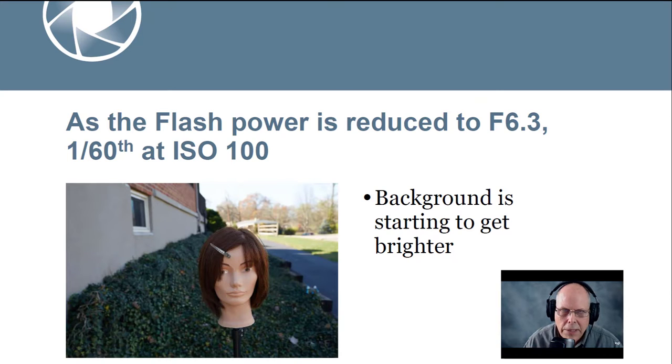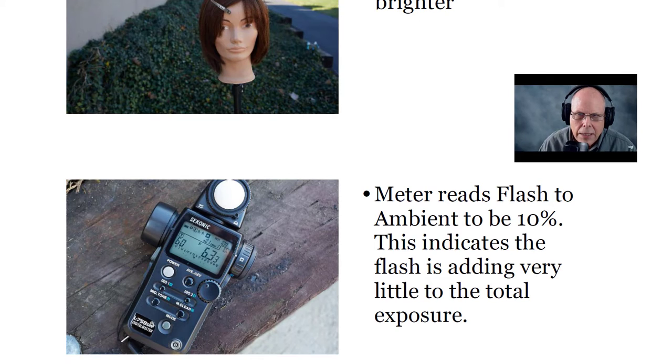Decreasing it more, as flash power is reduced to 6.3 at a 60th. I reduced the power of the flash again and lowered it, and the background is starting to get brighter here. You can see the setting. The meter is reading 10% flash to ambient, and this indicates the flash is adding very little to the total exposure of the picture.